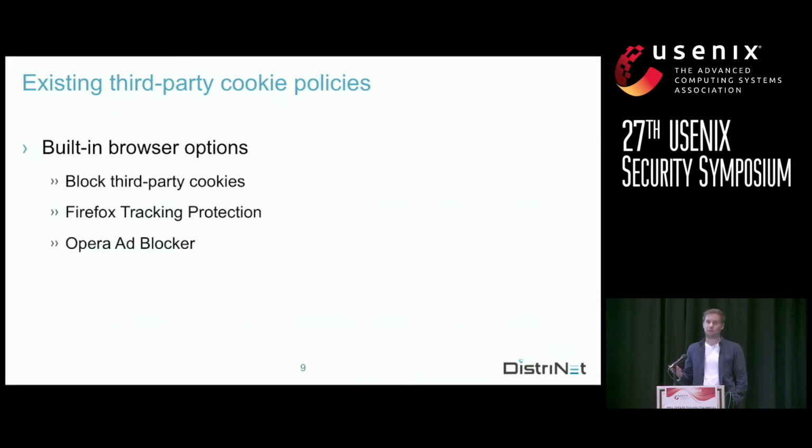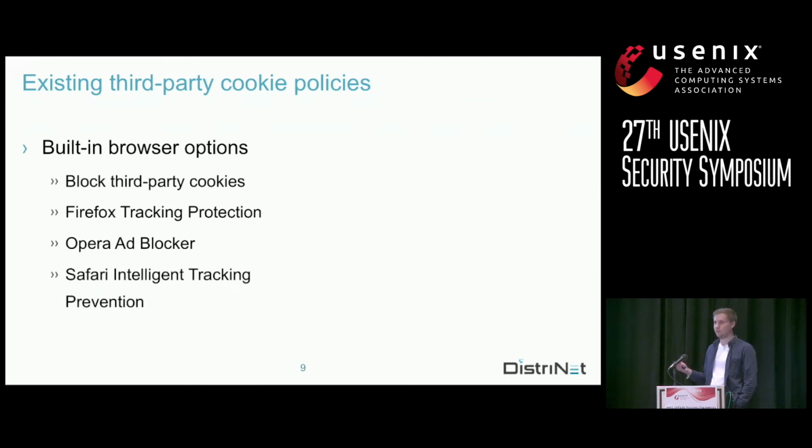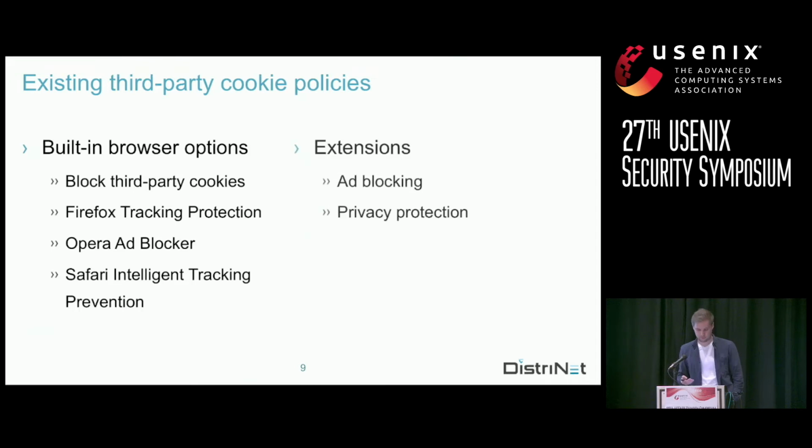So an answer to this might be Firefox tracking protection or Opera ad blocker, and these make use of blacklists. So essentially all requests, or cross-site requests, directed at blacklisted domains will be blocked. Also, there is Safari Intelligent Tracking Prevention, which uses more of a machine learning approach. Also, we can install extensions that act as a third-party cookie policy or a similar policy.